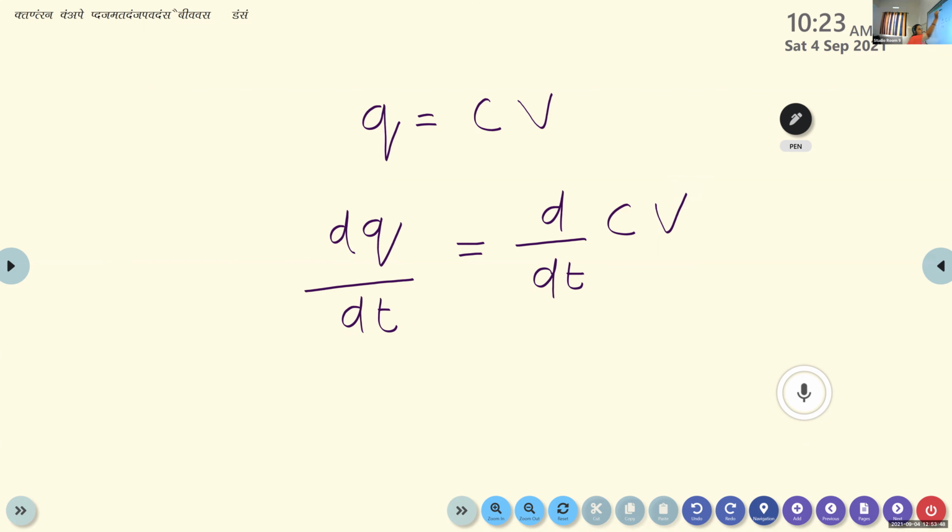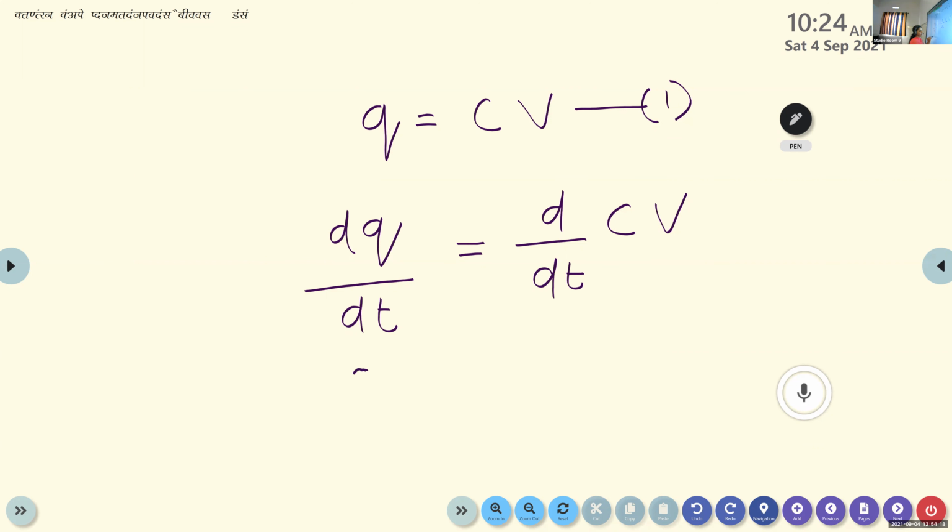So from the first equation, we can find an expression for current by the relation between the current and the charge. We know that electric current is the rate of flow of charge. So we need to find the derivative of the first equation. Then only we get an expression for current. So dq by dt is equal to d by dt of CV. We just find the derivative of both LHS and RHS.